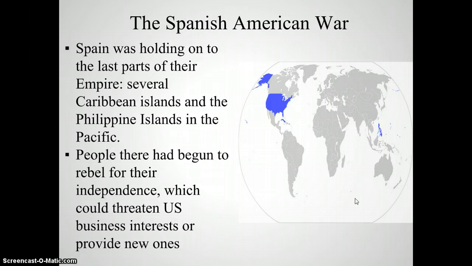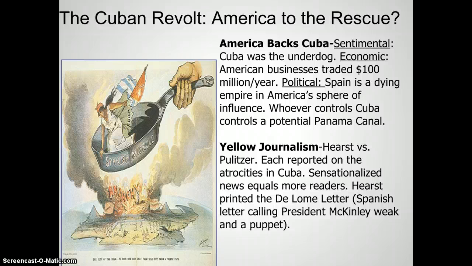And the United States is watching this very closely because the United States has business interests there or sees that it could have business interests there. Both of these areas are resource rich, Philippines with rubber especially. There are numerous US businesses in Cuba, including sugar. And so as these rebellions are breaking out, the United States is going to watch and see and eventually join in the fighting itself, hence becoming the Spanish-American War. So let's look at the two areas where the fighting is going on.